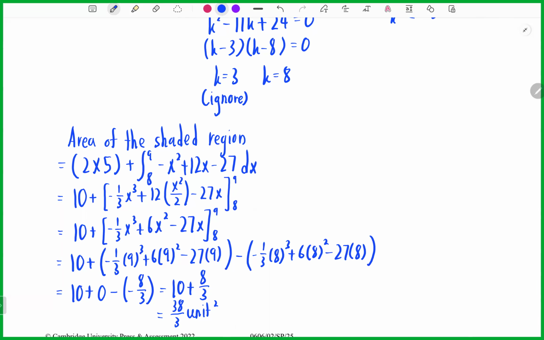If you want to write the answer in decimal form, that is also fine, no problem, because the question did not mention exact area. If the question mentions exact area, you need to write it in this way.